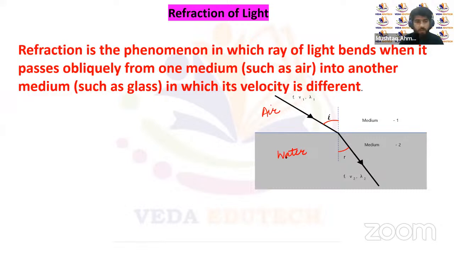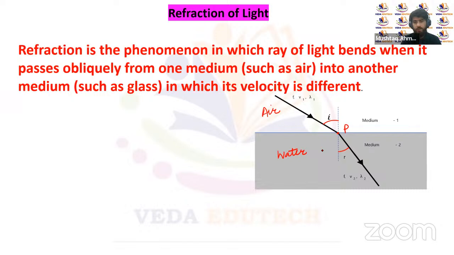In the case of refraction, the ray of light can bend either towards the normal or away from the normal. You can see here, this is the interface at point P. At point P, the ray of light strikes the interface between the two media, and it bends either towards the normal or away from the normal.